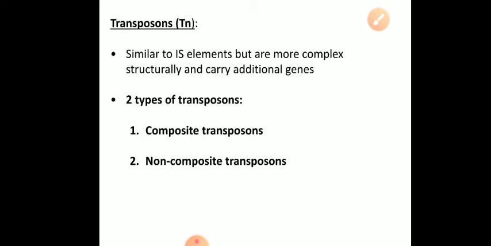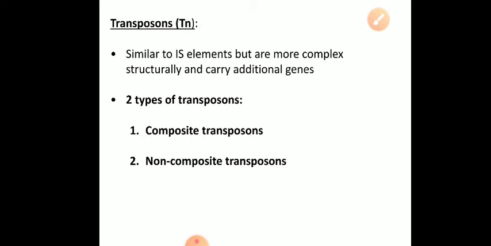If you look at the types of transposable genetic elements, there are two basic types. Number one, IS elements, and number two, transposons. Yesterday we discussed the insertion sequence, that is the IS element. What are the characteristic features of an IS element? An IS element is the simplest type of transposon, having a gene which codes for a protein, transposase, required for transposition, for mobilization and integration of the insertion sequence into the target site. So that is one essential feature of an IS element.